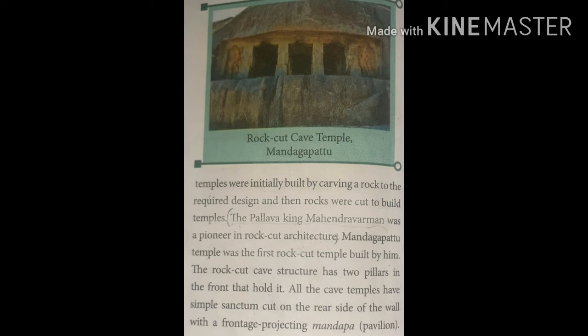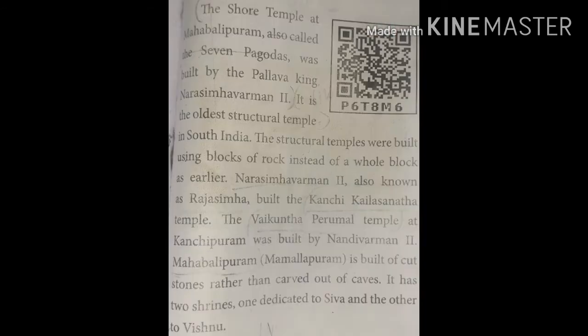Rock cut temples were initially built by carving a rock to the required design. So how was the rock cut temple designed? A rock of the required size has been cut and built into a temple. The Pallava king Mahendravarma was a pioneer in rock cut architecture. Mandagapattu temple was the first rock cut temple built by him.